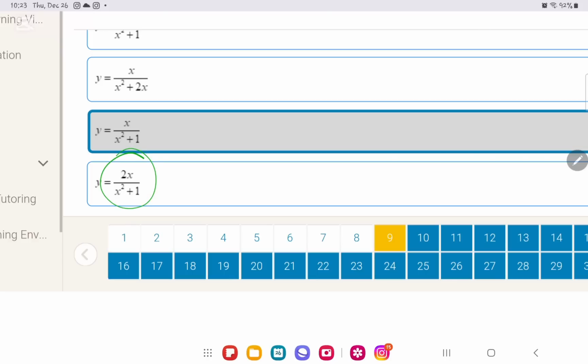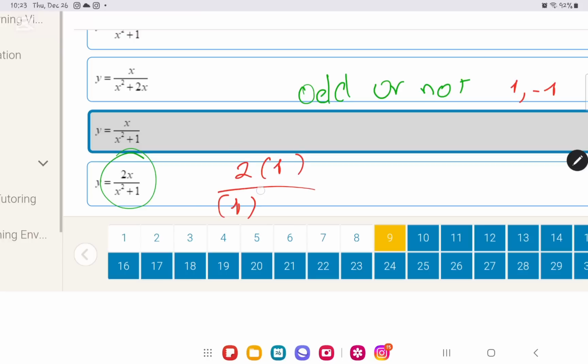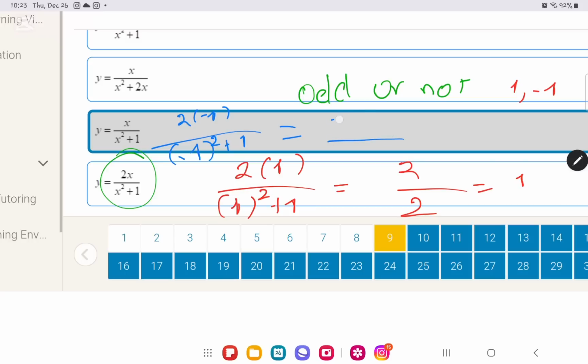Now, moving on to this one over here. We're going to play again odd or not. We are going to choose 1 and -1. So 2 times 1 divided by 1 to the power of 2 plus 1. This gives us 2 divided by 2, which is 1. Now, if we tried with -1, we're going to have 2 to the power of -1 divided by -1 to the power of 2 plus 1. Okay, it is equal to -2 divided by 2, which is -1.